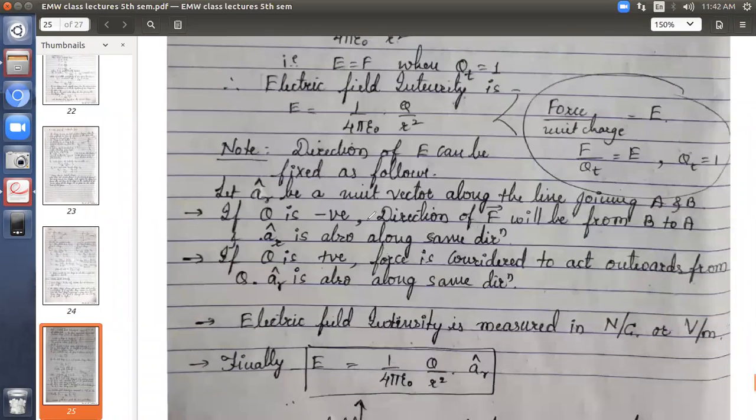I hope you understood the definition. In short, what is electric field intensity? It is force per unit charge. Remember, F by Qt equals E. And if Qt is equated to 1, F is equal to E. And F, you already know the formula, 1 by 4 pi epsilon naught Q1 Q2 divided by R square. Q2 is Qt, and Qt is equal to 1.